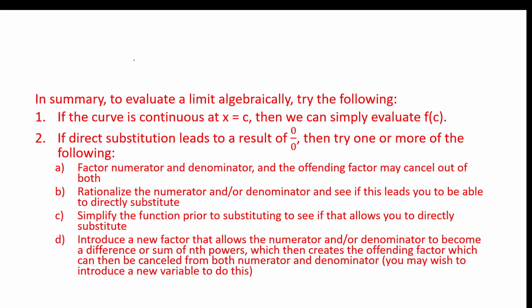So in summary, to evaluate a limit algebraically, try the following. 1, if the curve's continuous at x equals c, evaluate it. 2, if direct substitution leads to 0 over 0, the limit perhaps doesn't exist, but we don't know yet. Try the following. First, factor numerator and denominator, see if we can cross out the factor. Second, rationalize numerator and or denominator. We'll get to that when we get to it. Third, simplify the function. Sometimes it's pretty straightforward math that allows you to do what you need to do. And fourth, introduce a new factor that allows numerator or denominator to become a difference of nth powers. And you'll see what we mean when we get there.